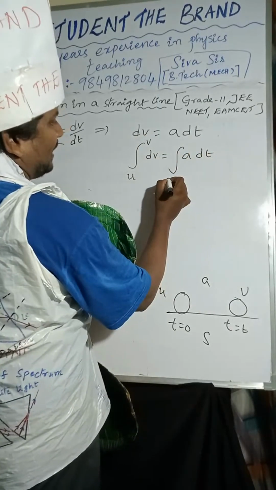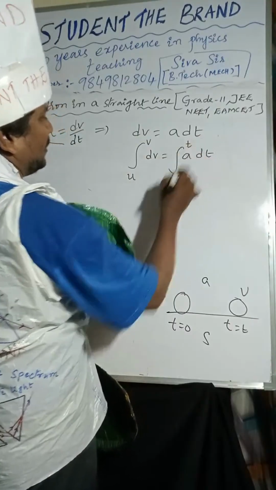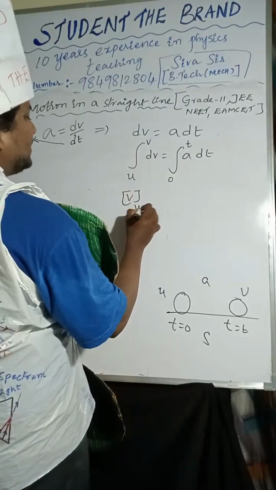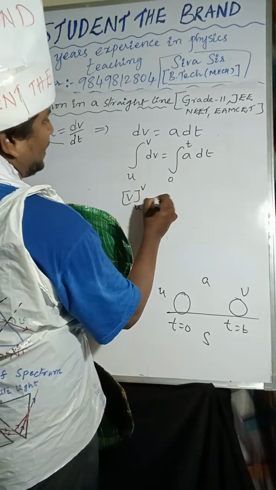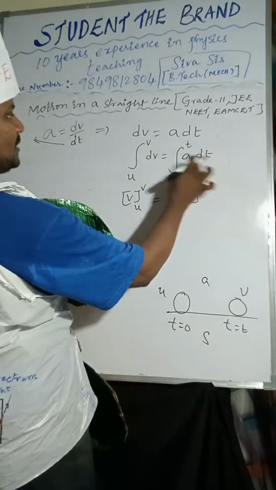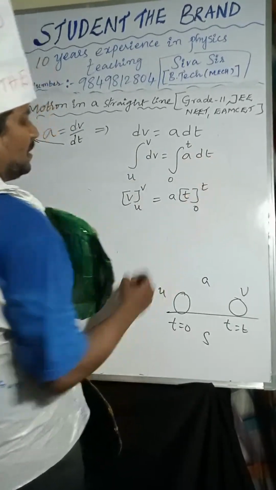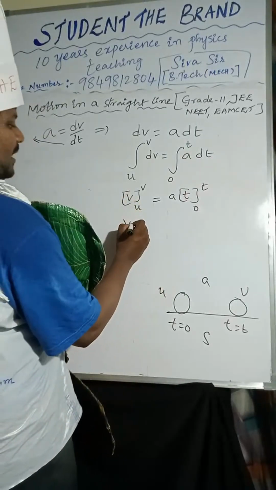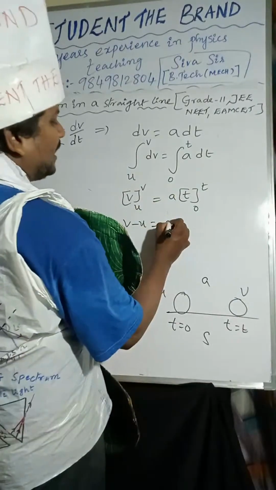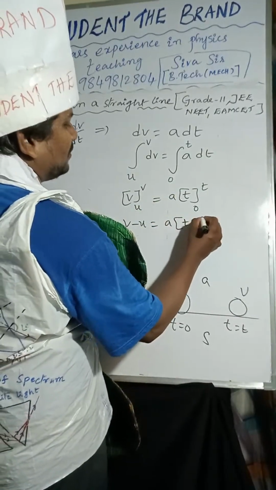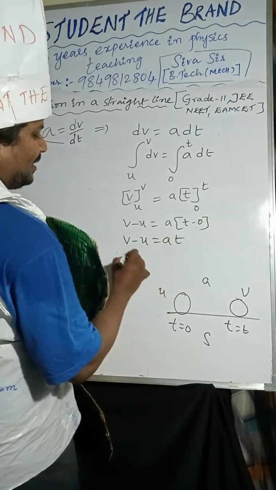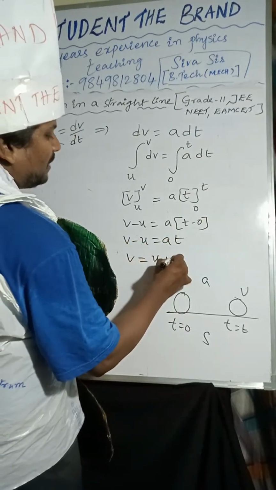So limits 0 to t. Now we take v with limits u to v, and here also a into dt, with a taken common, and with respect to time we are considering 0 to t. Now v minus u, you have to substitute these values into a into t minus 0. That is nothing but v minus u equal to a into t. V equal to u plus at.